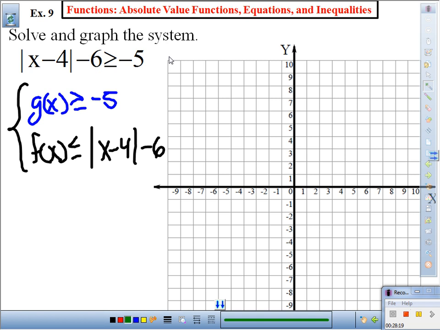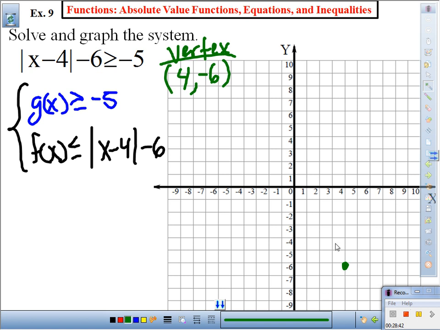So with that said, up here I'm going to write vertex. You need the vertex for f of x, please. Vertex for f of x. Everyone? +4, -6. That is correct. I'm going to plot that. +4, -6. That means that our v is going to end up somewhere over here.